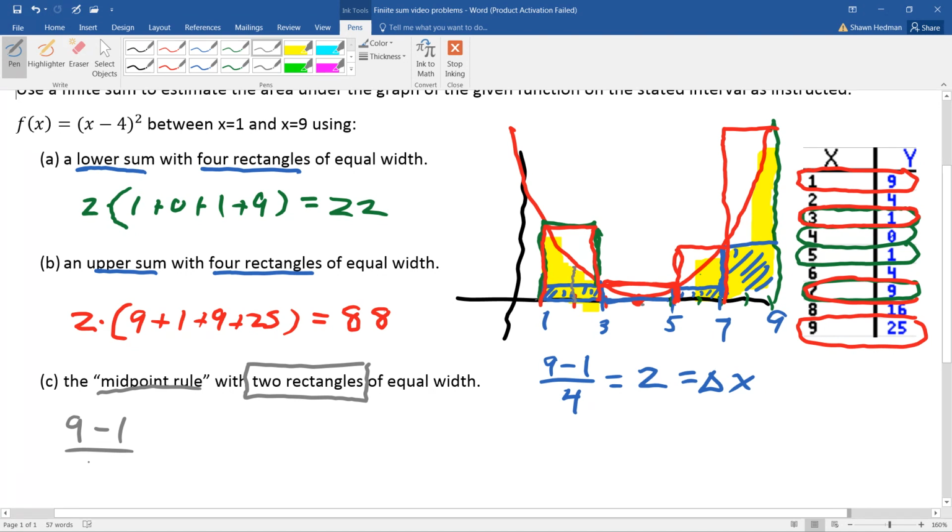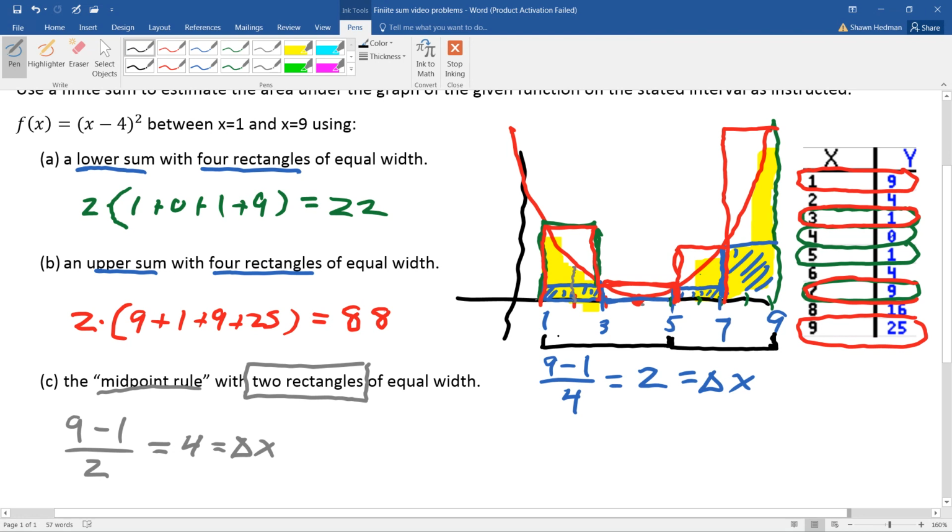And now I'm just going to divide by 2 because I only have 2 rectangles in this part of the problem. So 8 divided by 2. So my delta x now is 4. I have 2 rectangles, each of width 4. My picture is getting a little bit messy now, but my first interval will go from 1 over to 5, because that's 1 plus 4, and then plus 4 again. So my picture doesn't look symmetric. It should be. Again, this wasn't drawn to scale. But this is the idea.